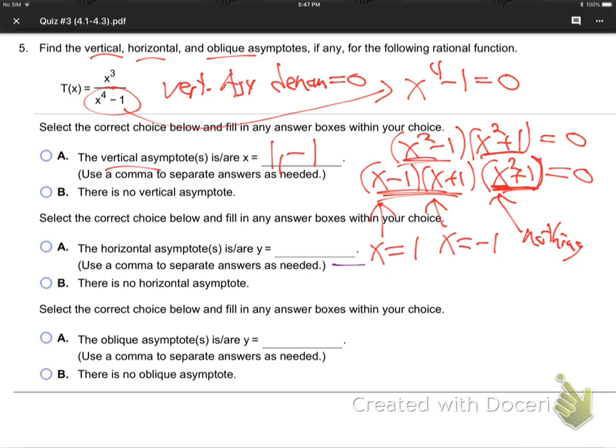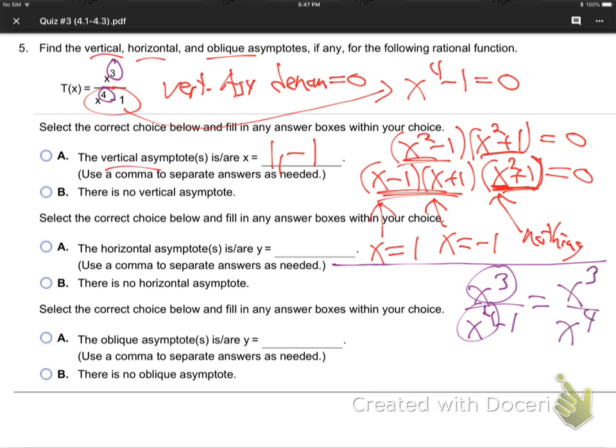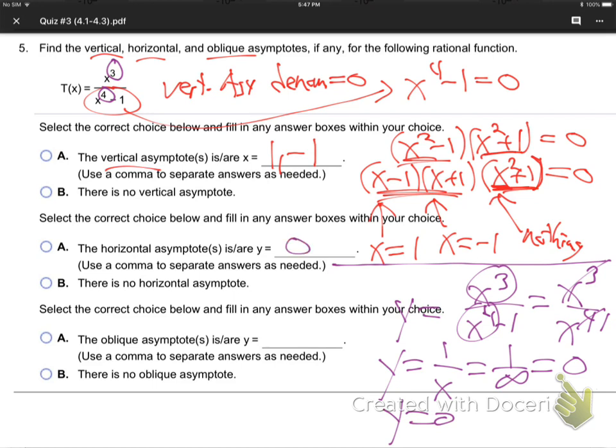How do we do horizontal or oblique? Remember, it's all about the biggest power on the top and the biggest power on the bottom. So this function, x cubed over x to the 4th minus 1, basically, for horizontal and oblique asymptotes, you're imagining if you plugged in like a million, all that would matter is this over this. The minus 1 would be irrelevant. So it'd be y equals, and then these would cancel to be 1 over x, right? This would go in here, leaving x to the 1. And if you plugged in a million, like infinity, what's 1 over infinity? 0. Y equals 0.